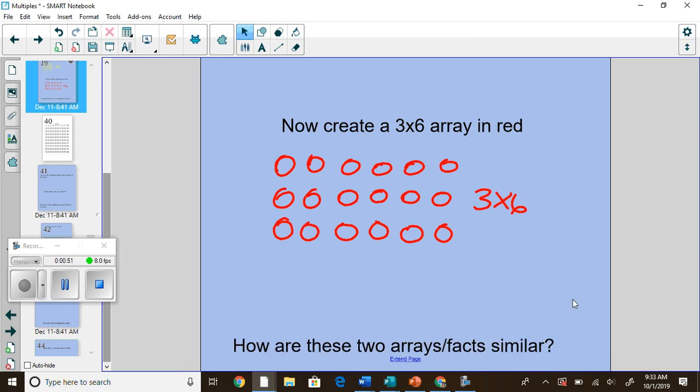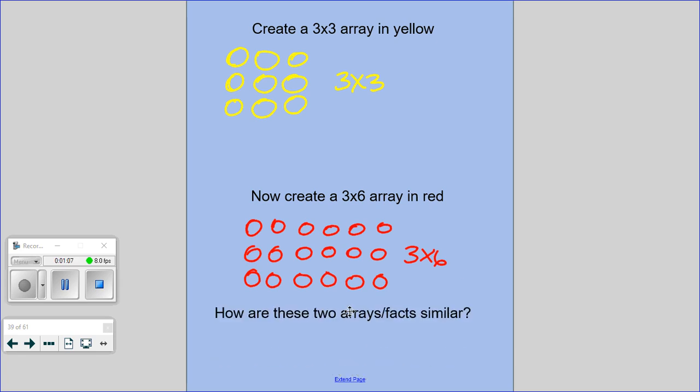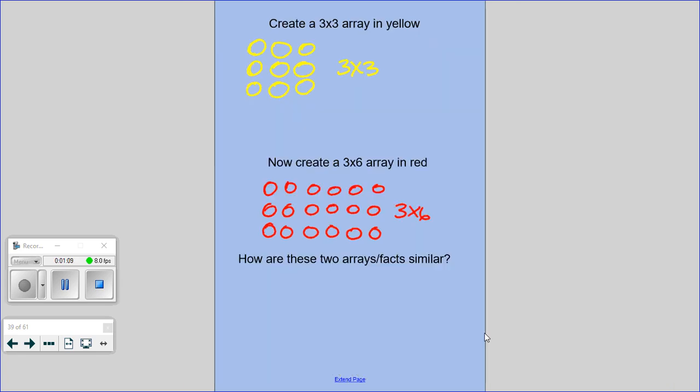How are these two arrays similar? So we have our 3 by 3, and then you have a 3 by 6. How are these similar? Kate, how are they similar? Because the 3 by 6 is 3 by 6.